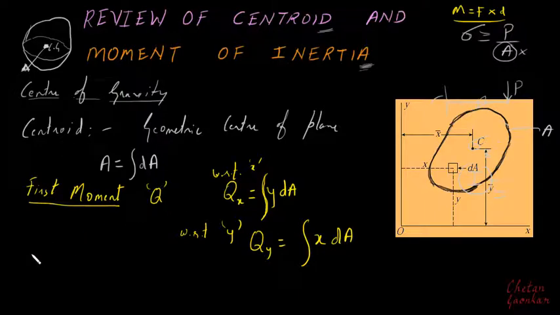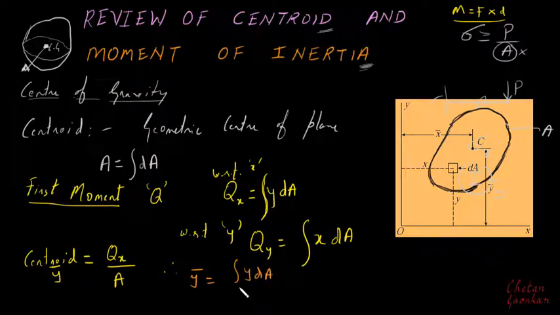Then this centroid can be determined as follows. The centroid will be nothing but the first moment divided by area, which will give us the centroidal distance y bar. So therefore this y bar will be equal to the integral of y dA divided by the integral of dA.